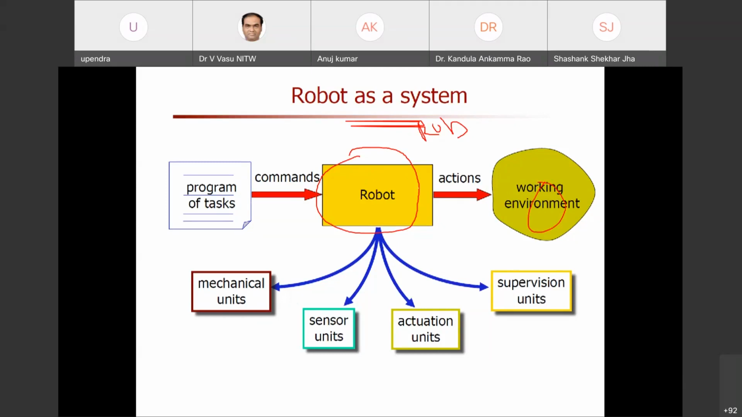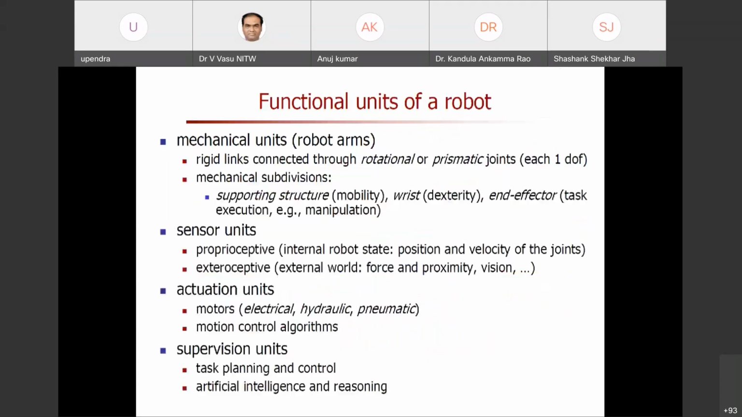This particular robot will have mechanical units, a sensing unit, an activating unit, and a supervising unit. The supervising unit is considered the control system. Now we will discuss in detail what different sensors and actuators are required if you want to build a particular robot system. The mechanical units are the robot arms.